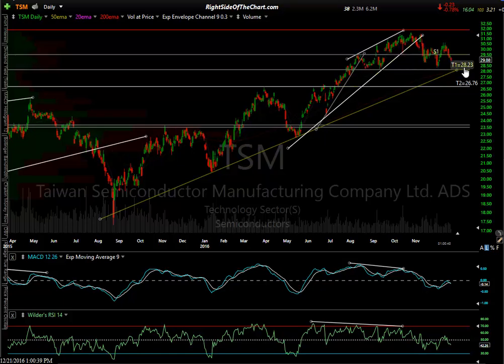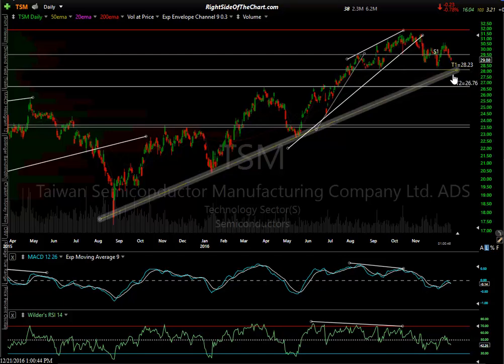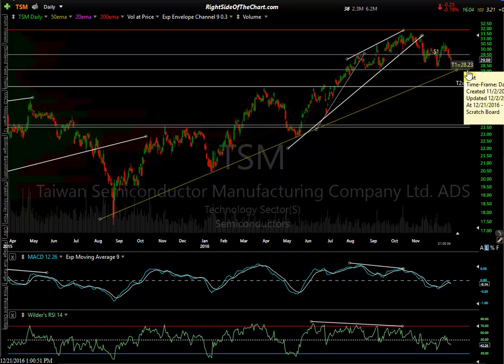So really, if T2 gets hit, you have intersecting support, a horizontal support there as well as that uptrend line support, so you quite likely get a reaction there. That's where you may want to cover everything. But otherwise, if and when that level goes, quite a bit of downside in the coming months for TSM.